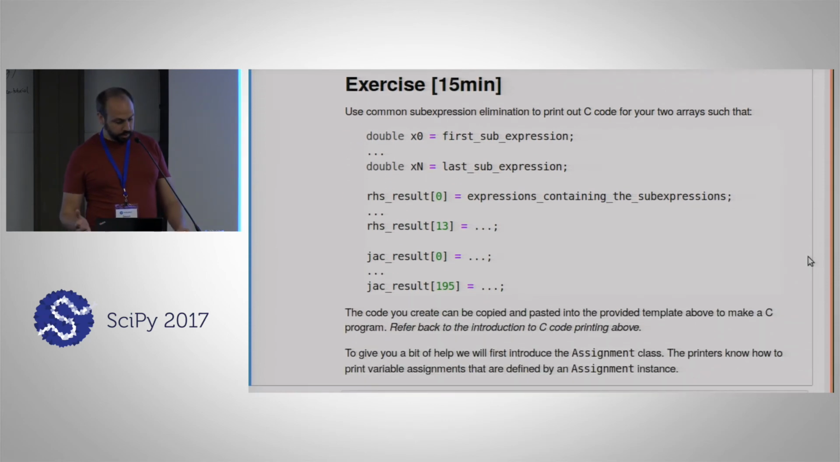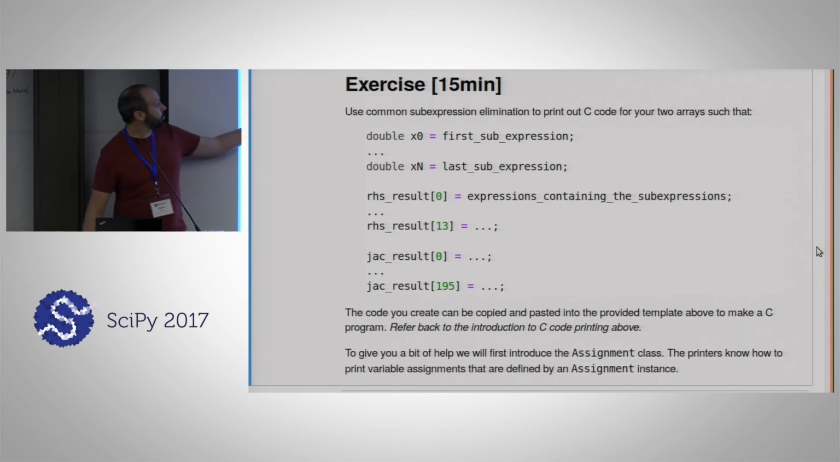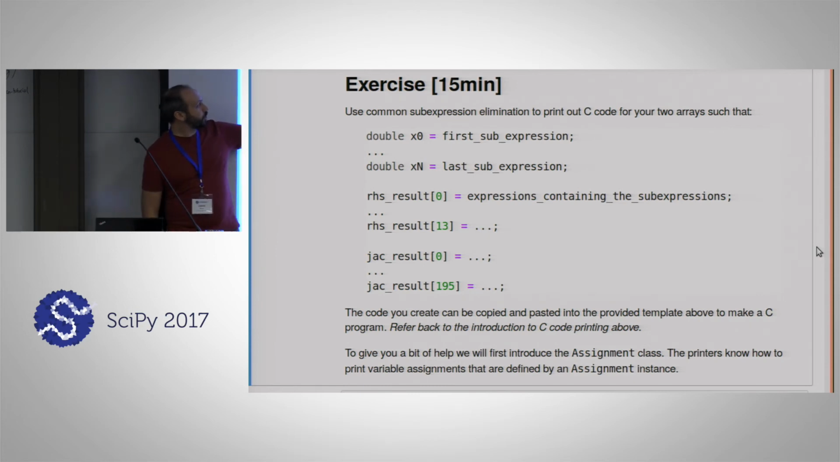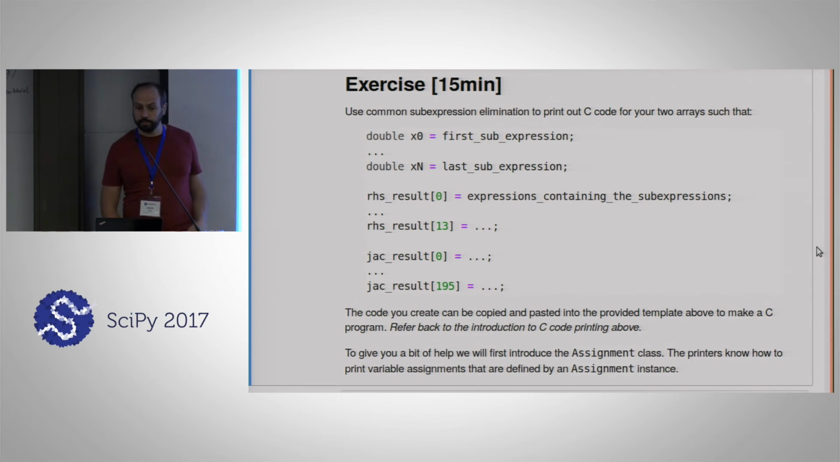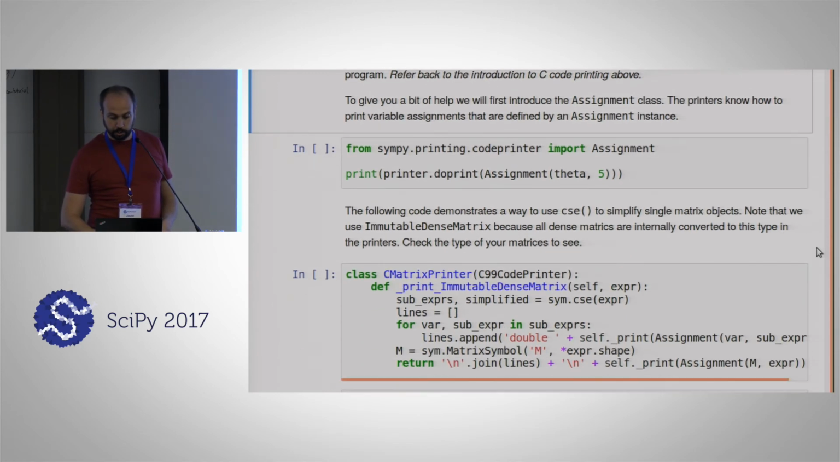So the last exercise, and we've only got 5 minutes for that. Sorry that it didn't quite get through a little faster, but the goal would be to create a bunch of sub-expressions that are common to the right-hand side and the Jacobian, and then output the valid C sub-expression, simplified expressions for the right-hand side result and the Jacobian result. And I've given you some clues here.